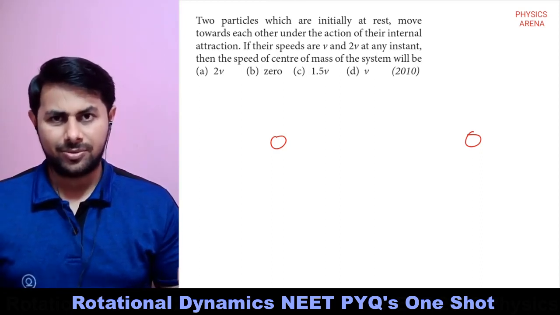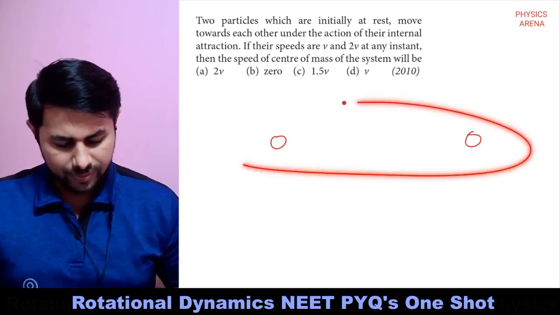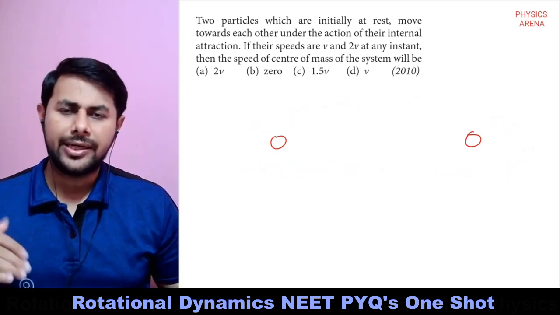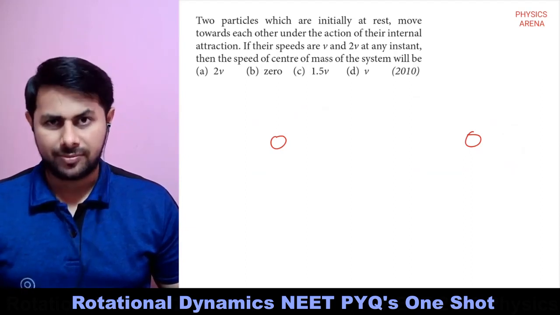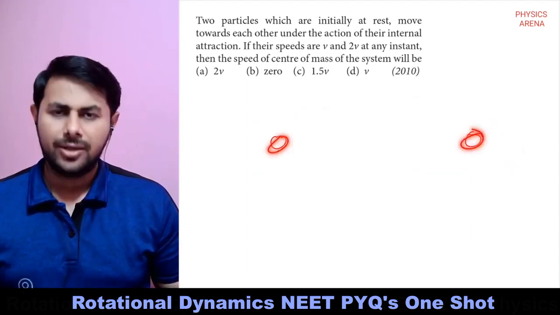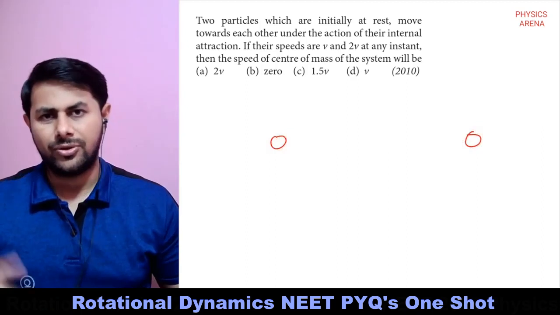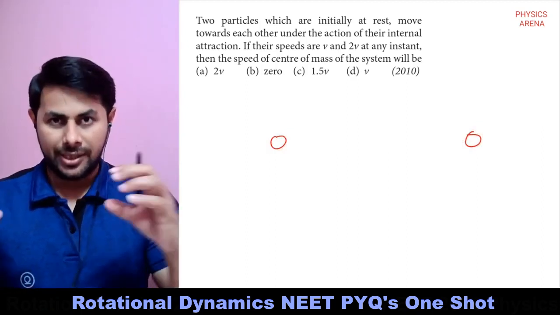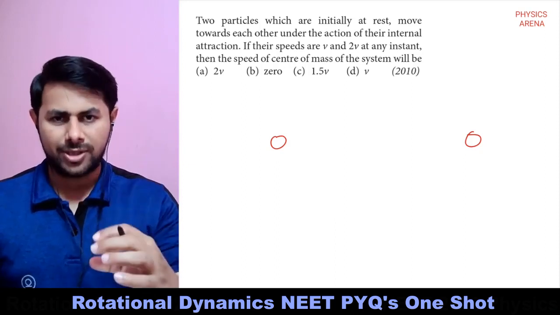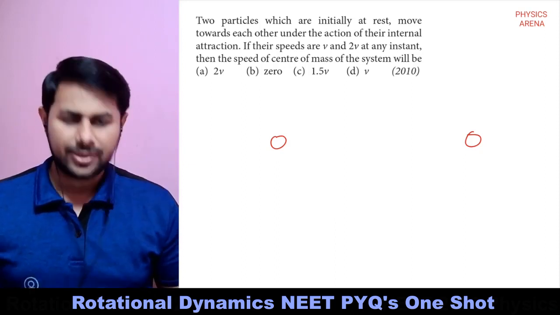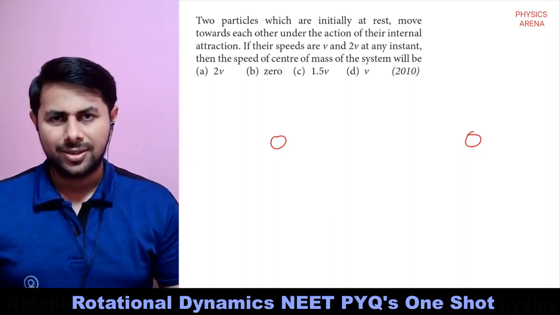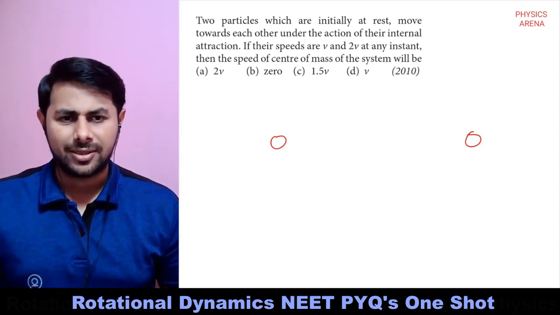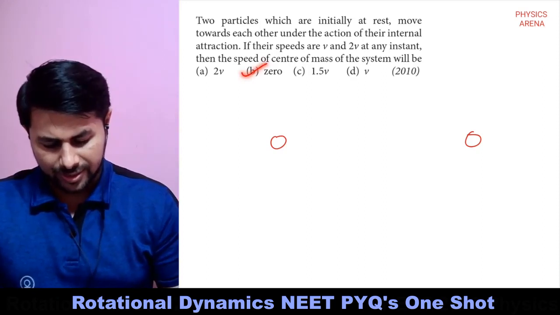It's the internal force for this system, and therefore, since there is no external force acting on the system, if we think about both the bodies, there is no external force. Because initially those bodies were at rest, the center of mass was at rest. So because there is no external force, the center of mass will remain at rest. So option B is the answer.